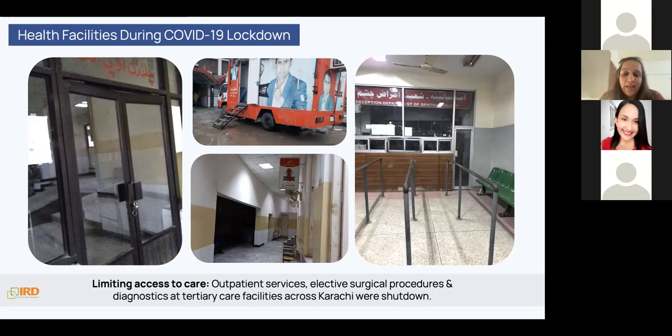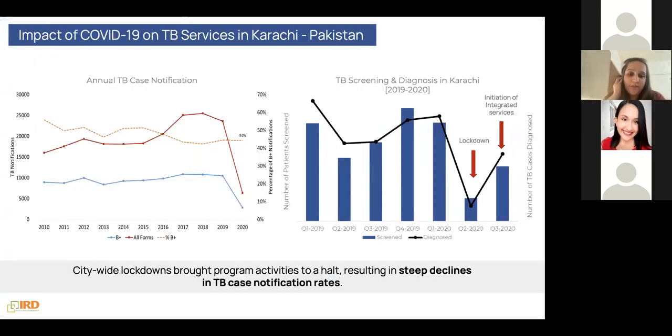Outpatient services, elective surgical procedures and diagnostics at large tertiary care facilities across Karachi were shut down. What happened as a result of these citywide lockdowns and shutting down of activities in hospitals, it had a very negative impact on our program activities. Activities for us were brought to a halt. Our workers were not able to move, and we weren't able to work as routine. And patients weren't allowed to move as per routine. And this resulted, as you can see, in steep declines in TB case notification rates.